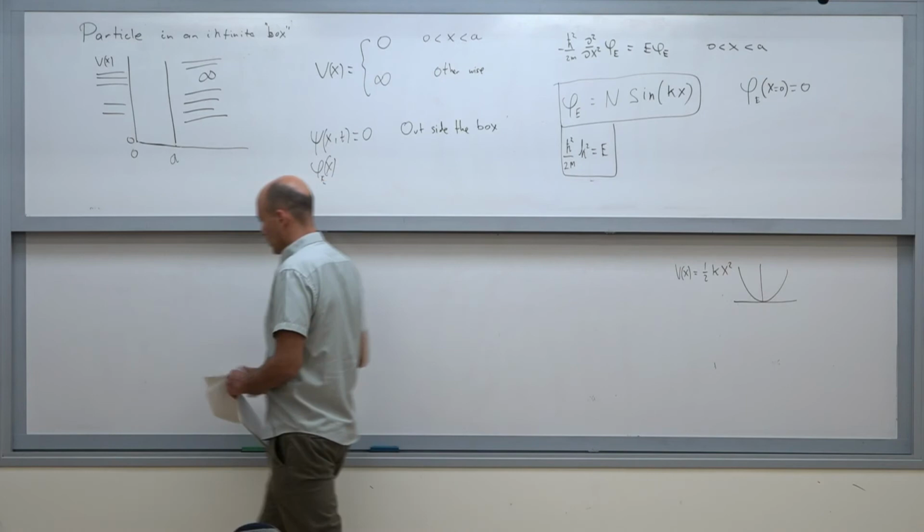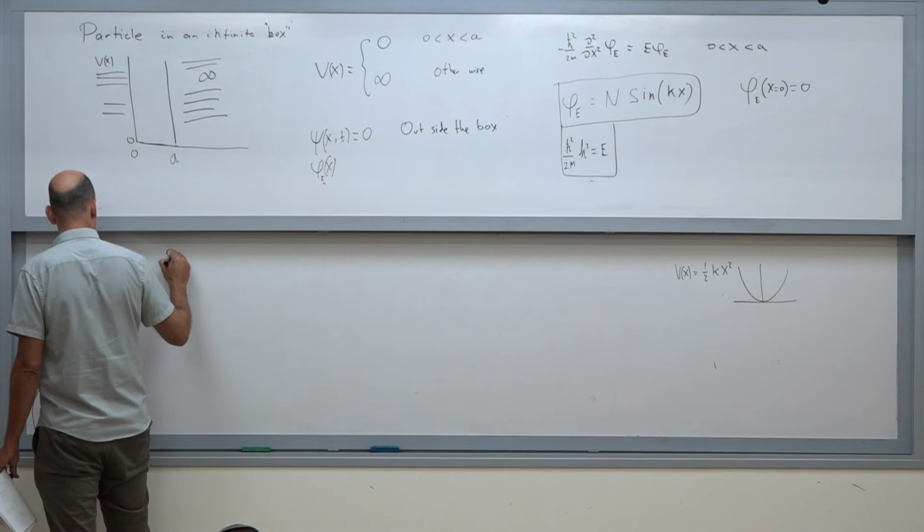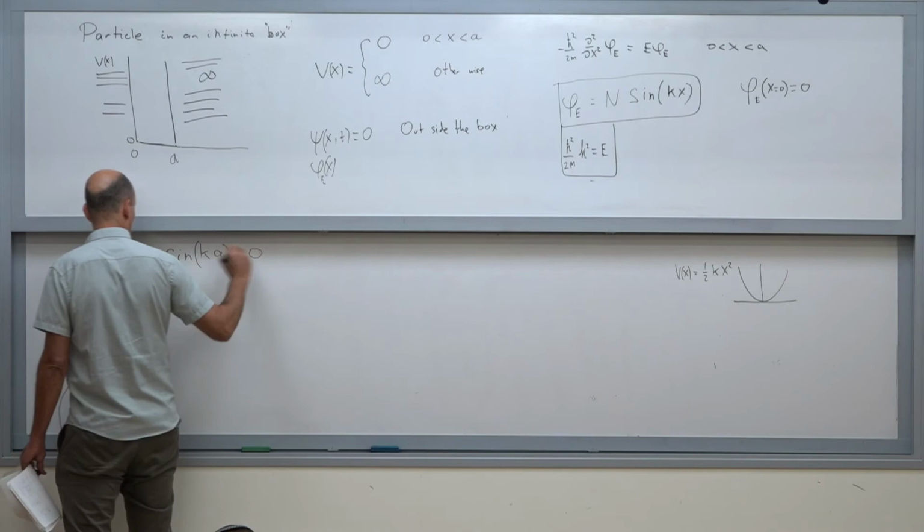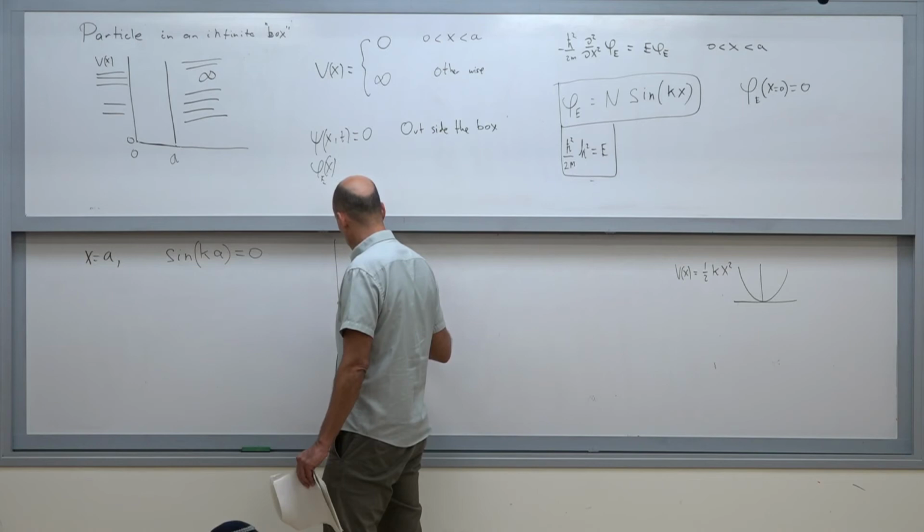So the boundary condition on x equal to a tells me that sin(ka) is equal to 0. So the wave function here and here is 0. You cannot have a jump in the wave function.